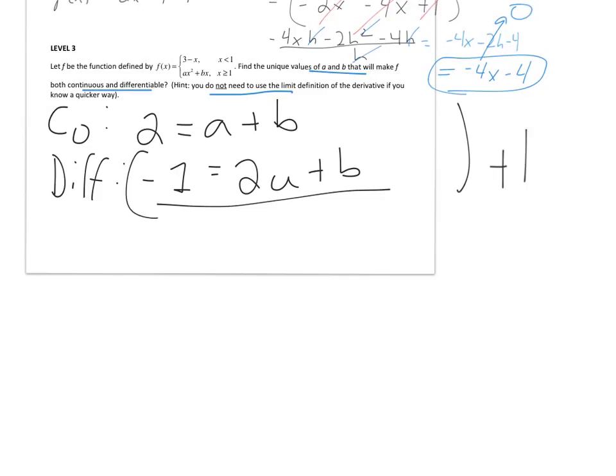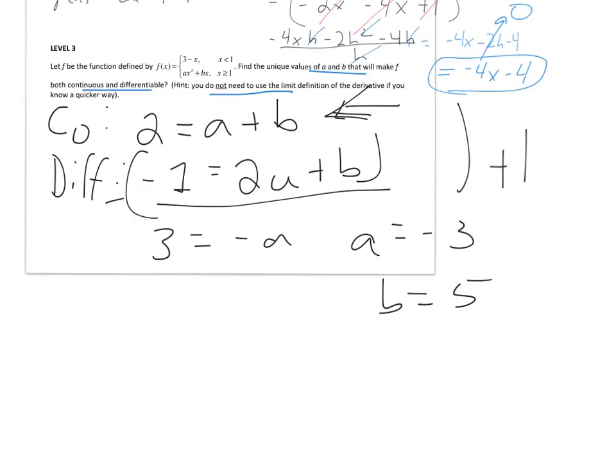If I subtract these equations from each other, the b's cancel and I have 3 equals negative a. So a equals negative 3. And if a equals negative 3, I can go back into this equation and say that if a equals negative 3, then b must be equal to 5. And there's my answer.